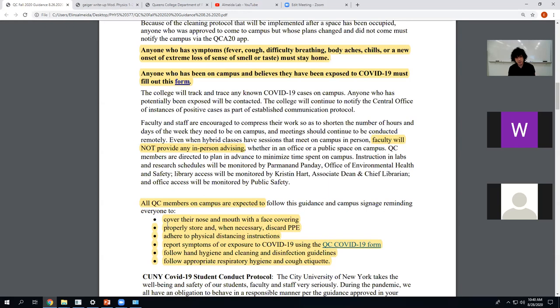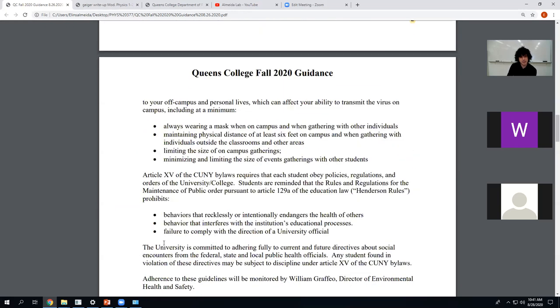And if you touch your face with your gloved hands, you have to replace the gloves as well. You're expected to properly store and, when necessary, discard PPE. Also adhere to physical distancing instructions, so try to be 6 feet apart. Report symptoms of exposure or exposure to COVID-19 using the form. Follow hand hygiene and cleaning and disinfection guidelines. Follow appropriate respiratory hygiene and cough etiquette. All right, so let's see what else I had.